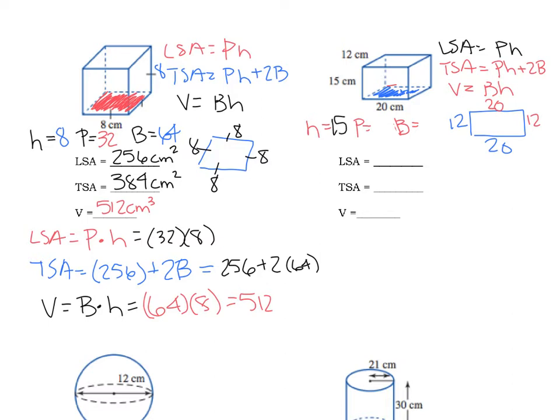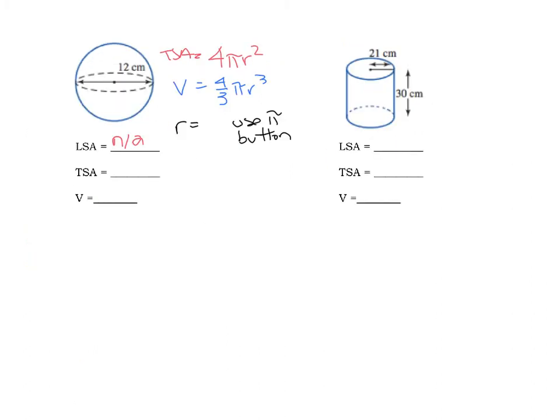is 15 centimeters. The perimeter is 20 plus 20 plus 12 plus 12, which gives me a perimeter of 64. The area of the base is length times width, or base times height here, which is 20 times 12, so the area of the base is 240. Now we're just plugging it into our original formulas, and I'm going to have you do that on your own. Hopefully you were able to figure out that rectangular prism.